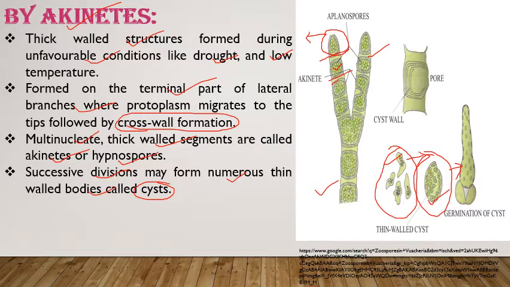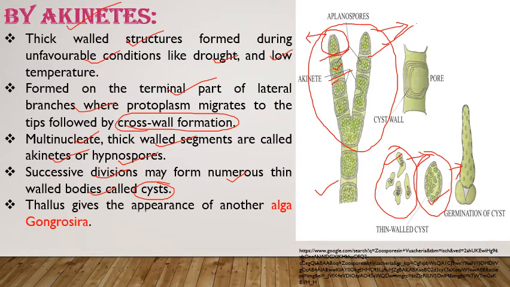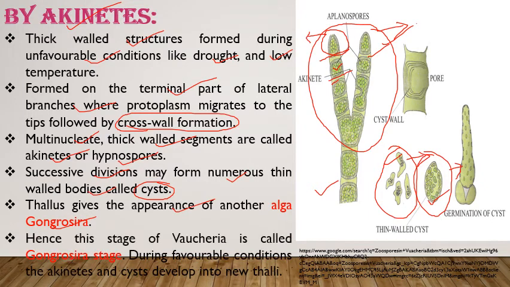So this successive division gives rise to this structure, जो ये structure है, and this structure resembles one alga which is known as Gongrosira. So this resemblance is shown by Vaucheria to the other alga, Gongrosira. So this stage is known as Gongrosira stage in case of Vaucheria. So thallus gives the appearance of another alga which is known as Gongrosira. Hence this stage of Vaucheria is known as Gongrosira stage.